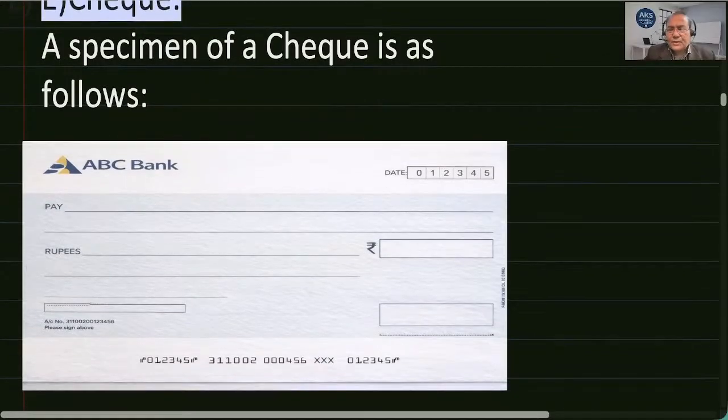And how does the debit note appear? It has these particulars mentioned: quantity, amount, how many books, and every detail, which is defined and sent to the seller. I hope this is clear. This is the debit note. Now comes the credit note.